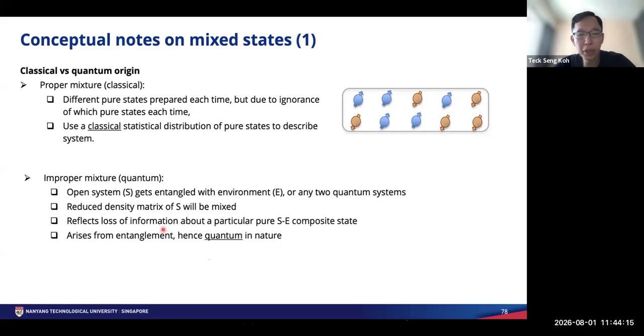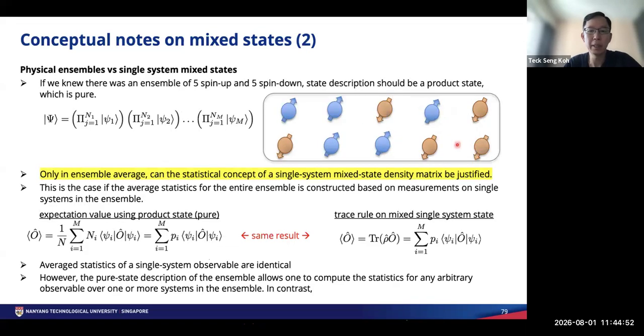So it reflects a loss of information about the composite system-environment state. And this mixture arises from entanglement with the environment, and therefore this is quantum in nature. So this view of a mixed state versus this view is a classical versus a quantum view, right? Even though I asked you to have this picture in mind, actually this is the correct picture, because this one is really a product state of pure states.